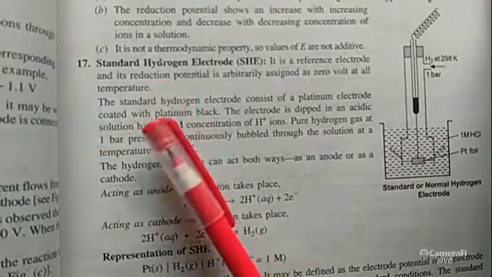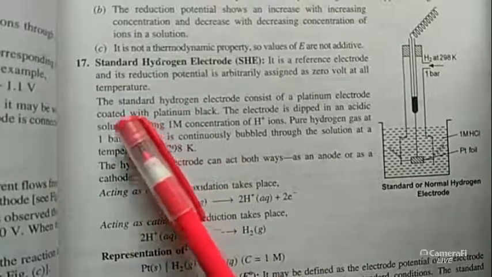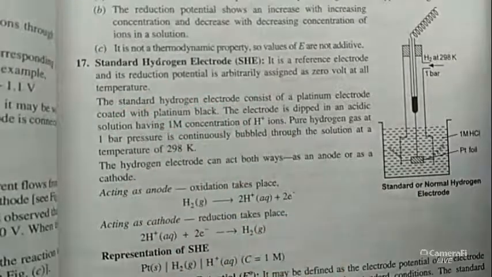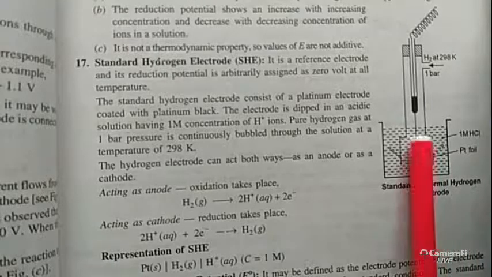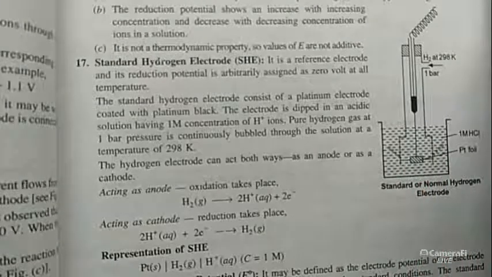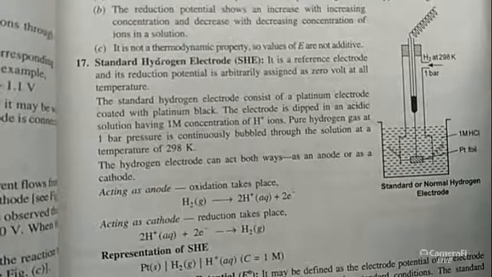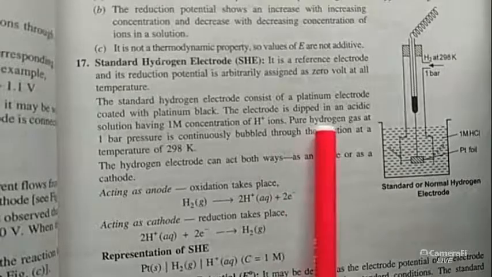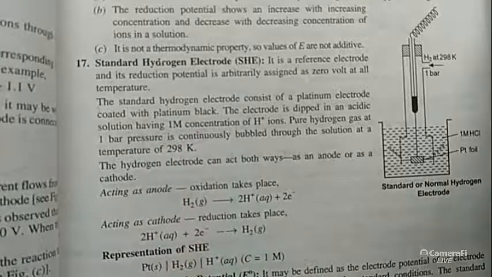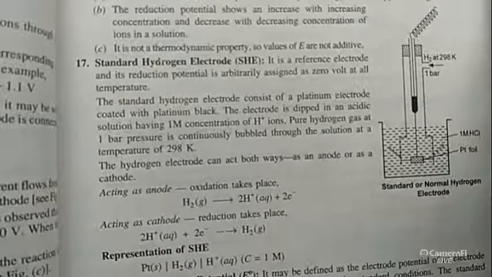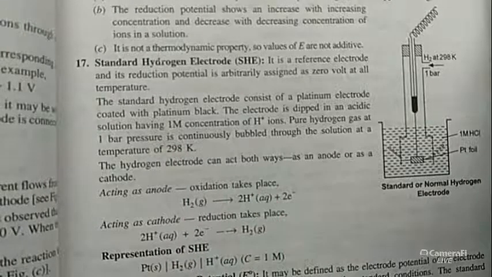Now the next thing is that the standard hydrogen electrode consists of a platinum electrode coated with platinum black. The electrode is dipped in an acidic solution having 1 molar concentration of hydrogen ion.